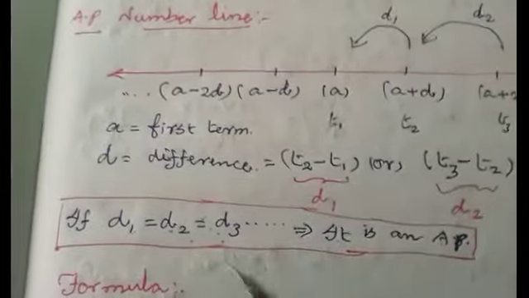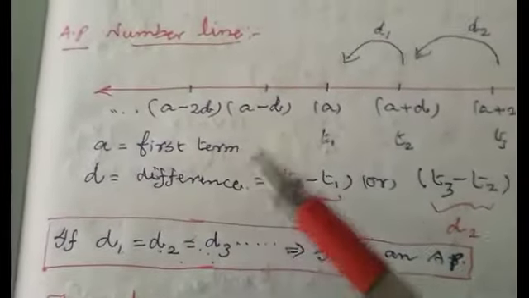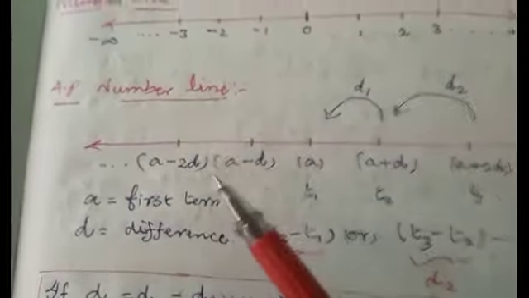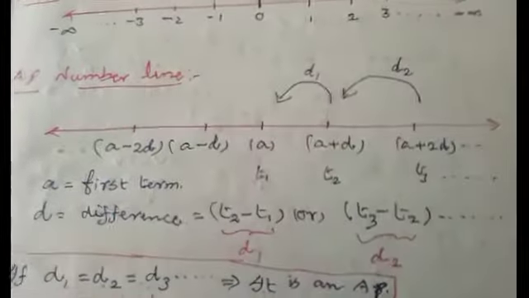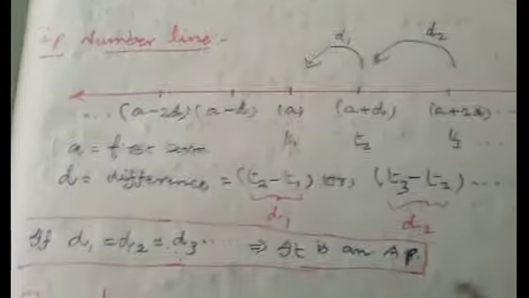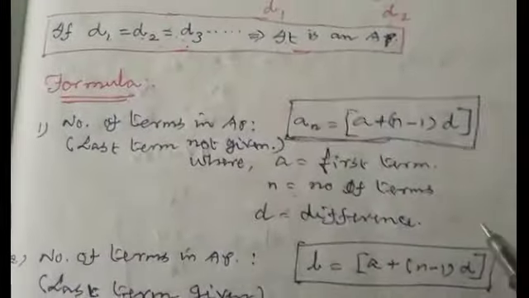Okay, so these are the things we should know about the number line on arithmetic progression. So this is called the arithmetic progression number line. Okay, now we will see the formulae involved in this chapter.